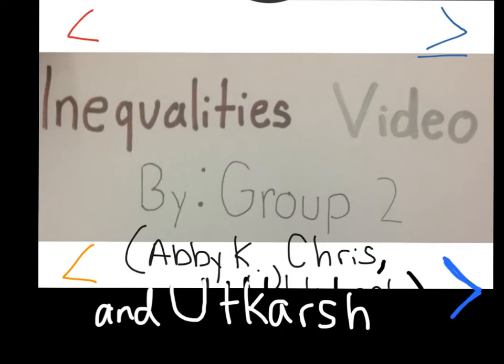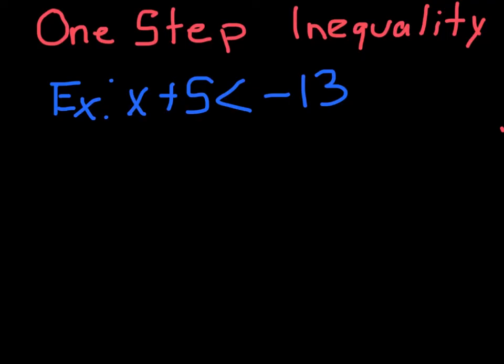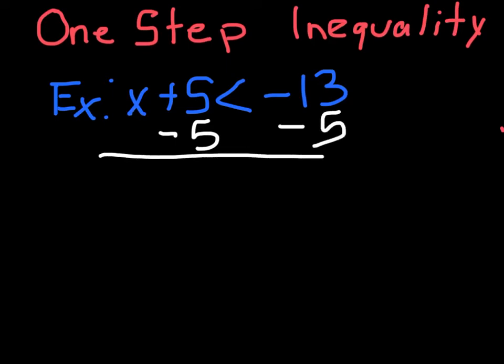Today, I will be teaching you about many different inequalities. First, we will be doing a one-step inequality. To start this problem off, you first need to subtract 5 from both sides. After this step, you should get x is less than negative 18.